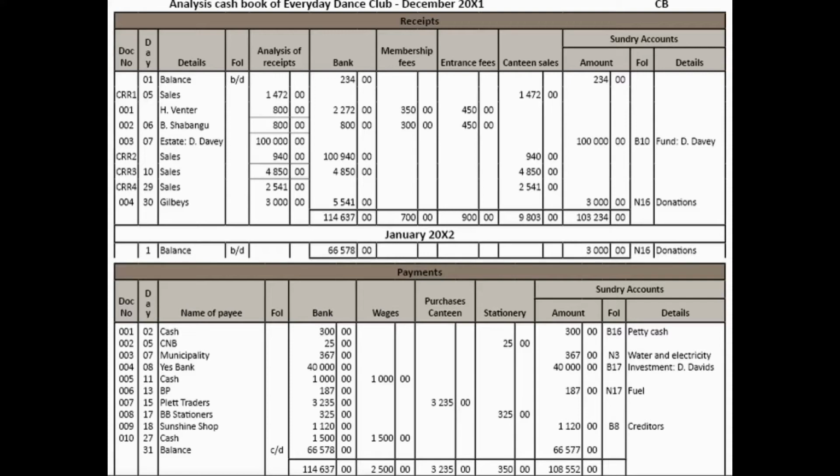Okay. And then we get to donations. There was no donations account under the nominal account section. So you have to open a donations account, and on the credit side, you will just enter bank.